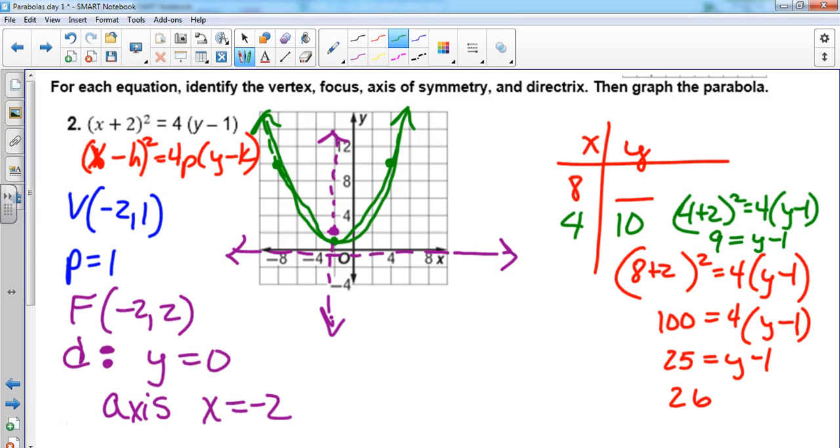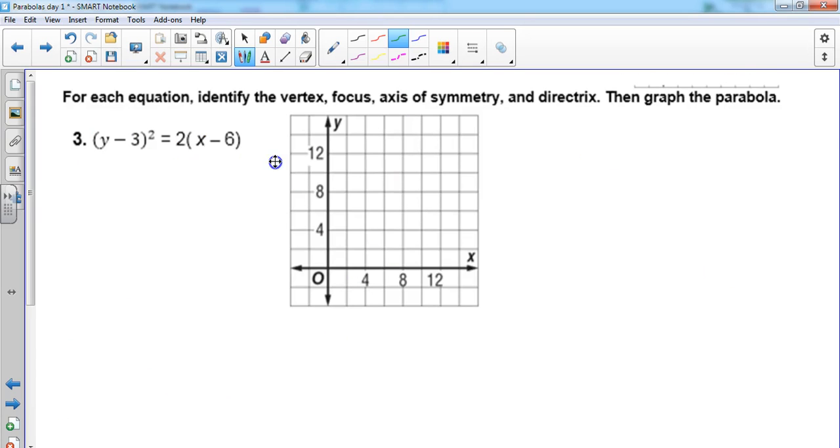I want you to find, when it asks you to graph on your homework, you have to write all those things, and it's in the directions, okay? Write the vertex, focus, axis of symmetry, directrix. But I also want you to find one point so you get a nice, accurate graph. You don't have to find 10 ordered pairs.